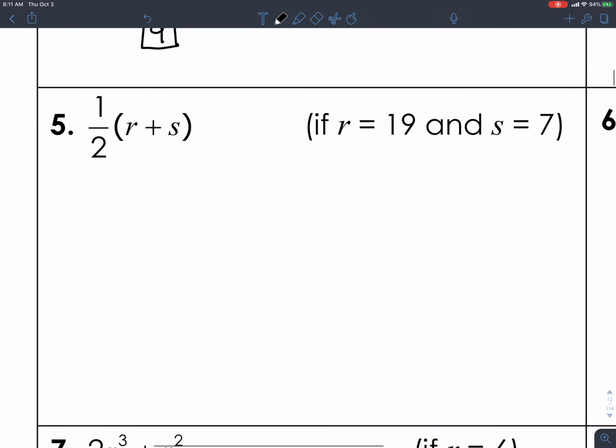This one looks terribly difficult, right? Oh no, this is going to be hard. But let's just stick with it. Don't look at it and go, I can't do that. Let's stick with it. This is pretty simple.